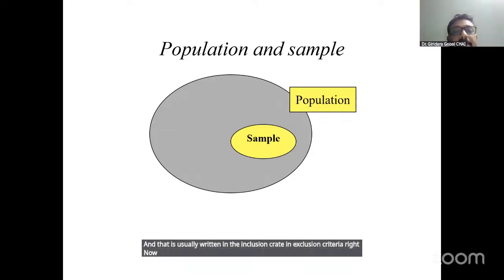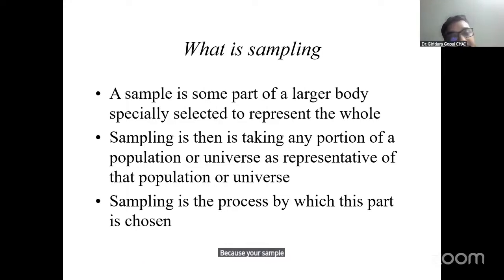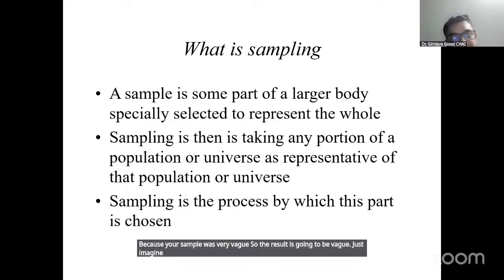Now, what is sampling? As I told, a sample is a part of a larger body. It's specially selected to represent the whole, right? That representation of the whole universe is very important. If it is not representative, then whatever you do, the hi-fi AI models, the hi-fi analysis, it's not going to be the truth, because your sample was very vague. So the result is going to be vague. Just imagine, garbage in, garbage out, right?